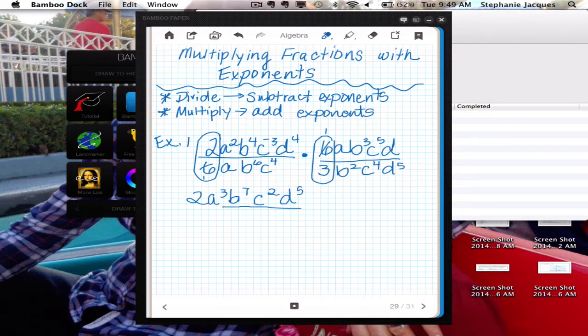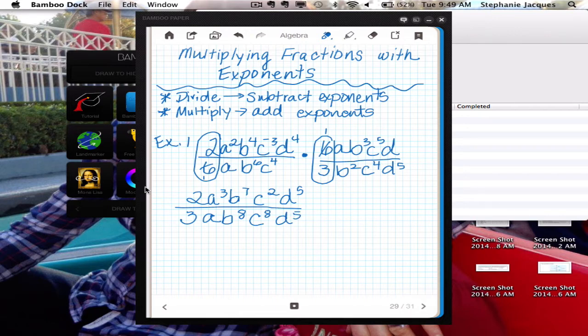Now let's simplify the denominator a little bit. I have a 1 and a 3, so 1 times 3 is 3. I have an a. No a's over here, so I'm just going to put 1a. I have 6 b's and 2 b's over here, so that means I have 8 b's altogether. And then I have c to the 4th and c to the 4th, so that means I have c to the 8th. Then I have no d here, but I have a d here, so I'm going to put my d to the 5th here.